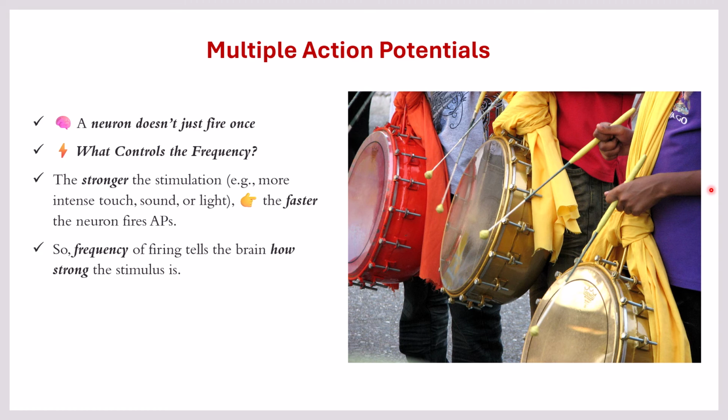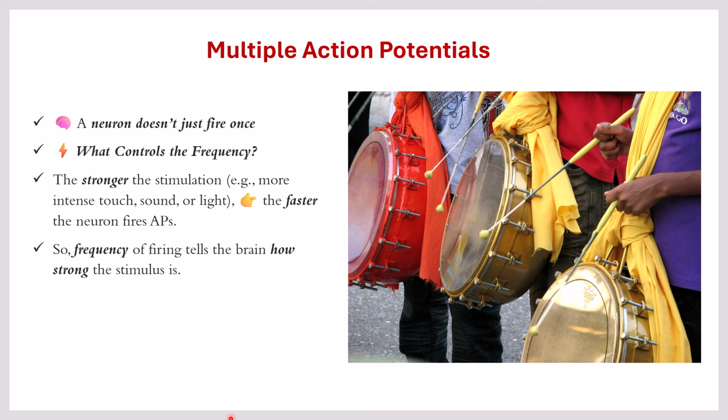We can also have a metaphor here, and think of a neuron as a drum beat. Imagine the neuron is a drummer, and each drum beat is an action potential. If someone barely taps the drummer, they play slowly, which means the stimulus is weak. If someone pushes the drummer harder, they will play faster, which tells the brain the stimulus is strong. So the rhythm, the frequency of the drum, tells us how intense the input is.